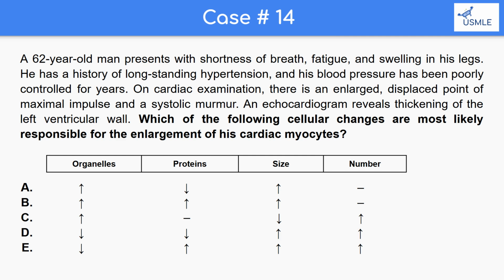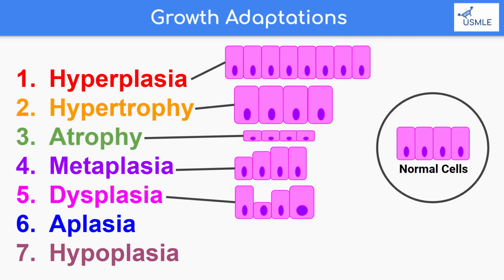Focus on what the question is asking. Here, the fundamentals of cellular response to stress are being addressed. Let's look into the various types of cellular growth adaptations. Cellular adaptations are the mechanisms by which cells respond to changes in their environment. The major adaptations include hyperplasia, hypertrophy, atrophy, metaplasia, dysplasia, aplasia, and hypoplasia. Each of these adaptations has different causes and pathologic implications.